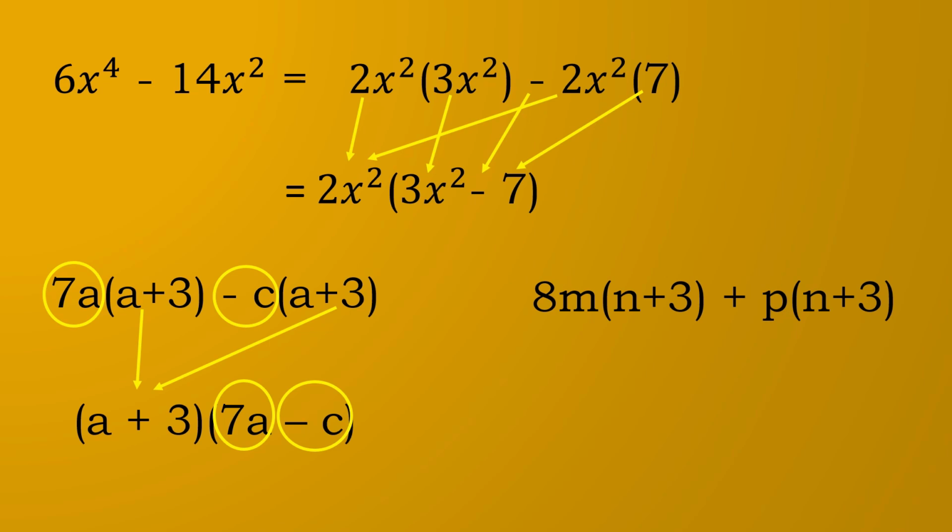Last example, 8m times quantity n plus 3 plus p times quantity n plus 3. Again, this example is already expressed in factored form. Using GCF and distributive property, we will have quantity n plus 3 times quantity 8m plus p.